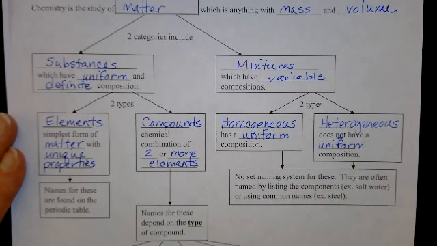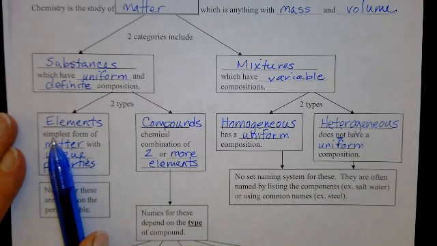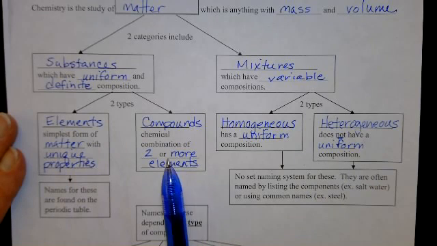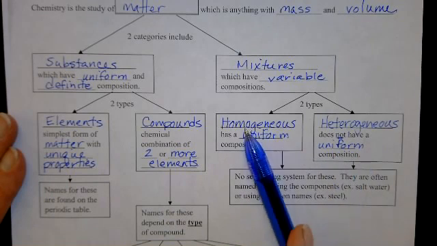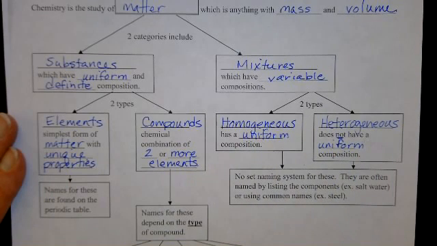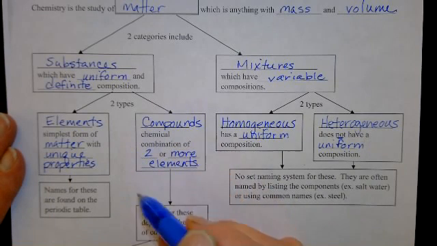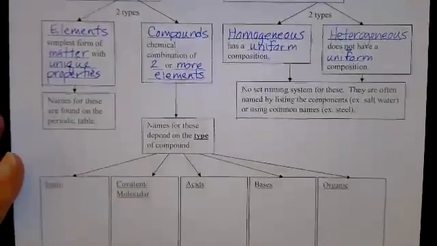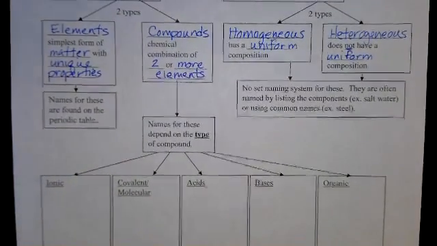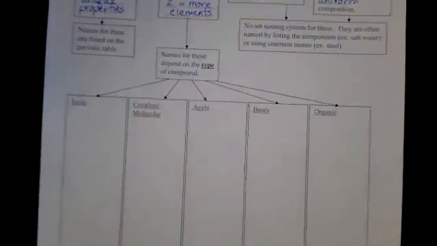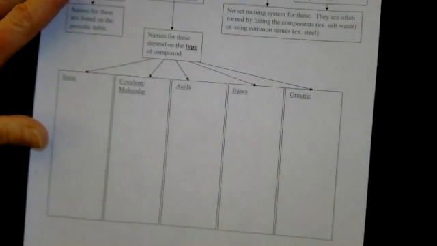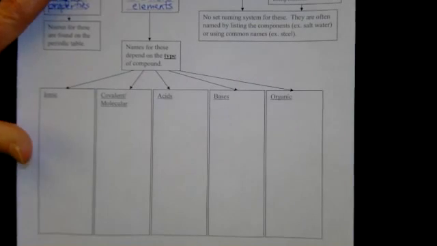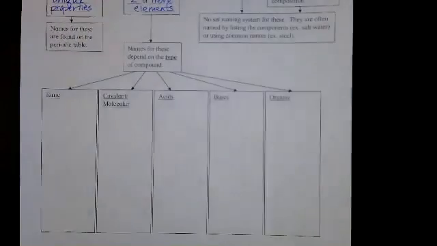So for naming these different things, we have different rules. The elements are named from the periodic table. We take a look at those. Compounds, I'll be going over here in a moment. We can have homogeneous mixtures and heterogeneous mixtures. Next, let's look at the ones that have a little bit more complexity to naming, which are compounds. So for compounds, we have multiple types of compounds, and we're going to study these at different points in our work in chemistry.